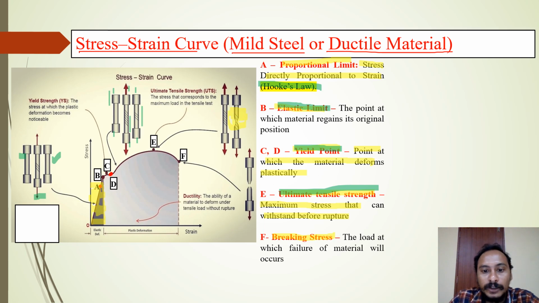And then the next point is breaking stress. Breaking stress is the load up to which the material will fail, where complete failure will occur. See this diagram. At this particular point, the material will come apart into two parts after the necking process. This is the load at which the failure of the material takes place. So this is the stress strain curve for typical ductile materials.